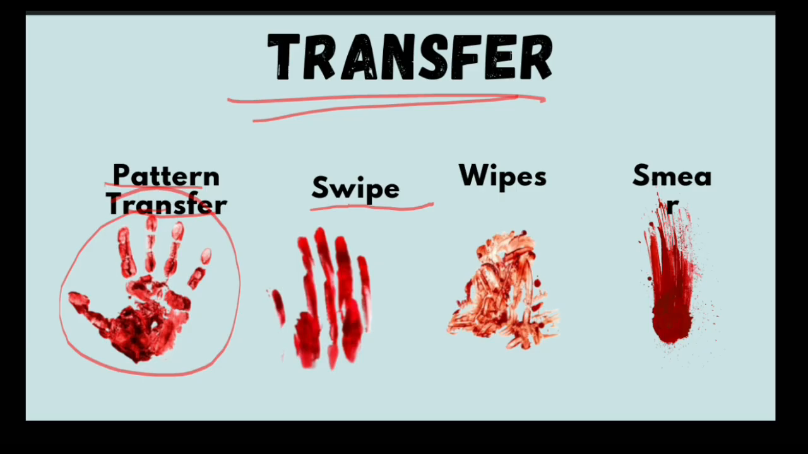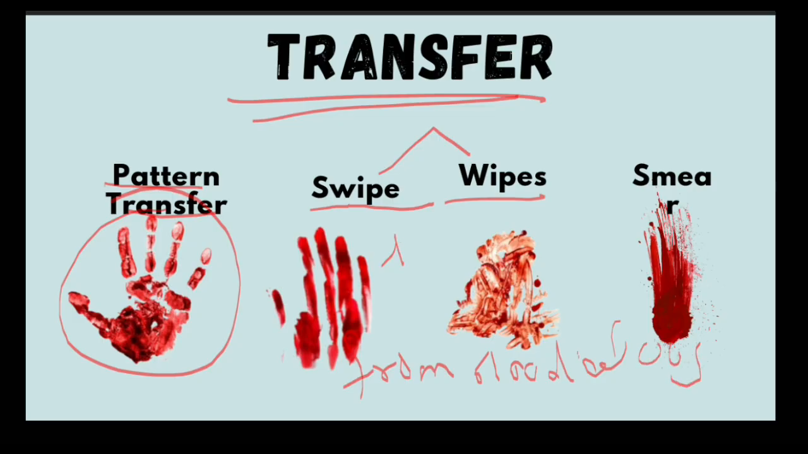Then swipe pattern, swipe and wipe. These two are quite confusing terminologies, and students often get confused between the two. Okay, so listen to it very carefully. Swipe pattern: any stain or pattern which is created by transfer of blood from a bloodied object to another surface by some form. So this form must be in lateral motion. Look, here it is. So this is what we call swipe pattern.